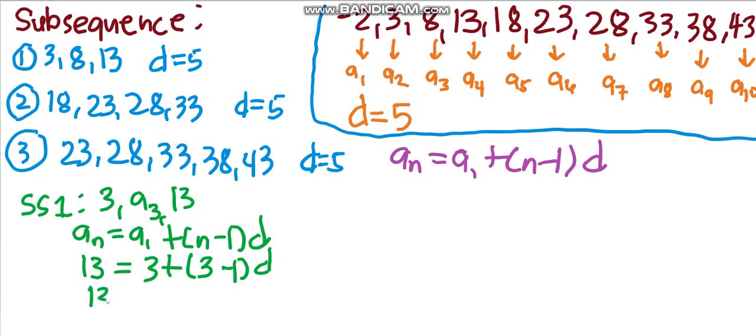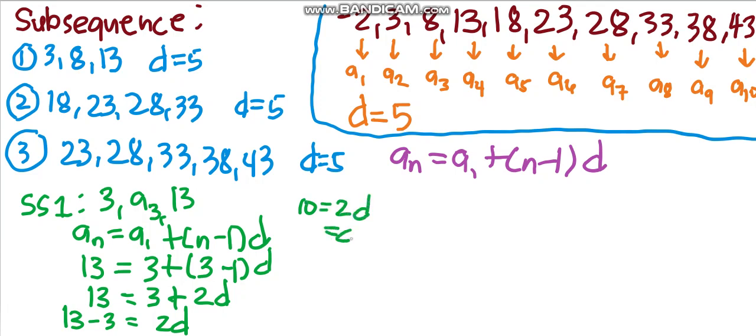Okay, so let's solve. 3 minus 1 is 2, times D is 2D. Transpose: 13 minus 3 equals 2D. And you will be getting 10 equals 2D. So still, D is 5.